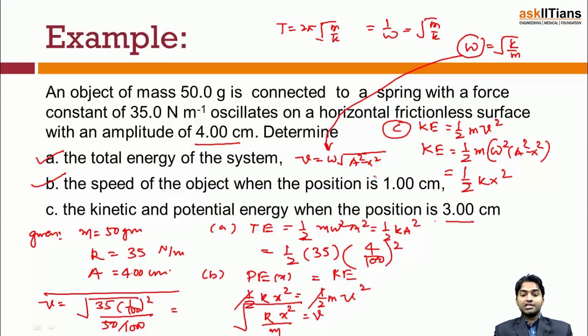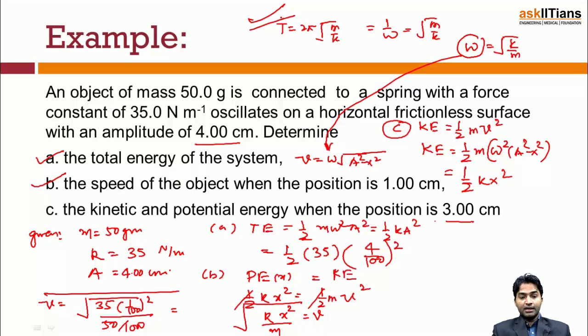Part B, the speed of this object when the position is at 1 centimeter. So when the value of x is equal to 1 centimeter, the speed of the object v is equal to omega under root a square minus x square. a is given, x is given, so omega can be calculated from the relation we discussed at the top, that T equal to 2 pi under root m by k, omega is equal to under root k by m. k is given, mass is given, put in the values and we'll get the value of speed.